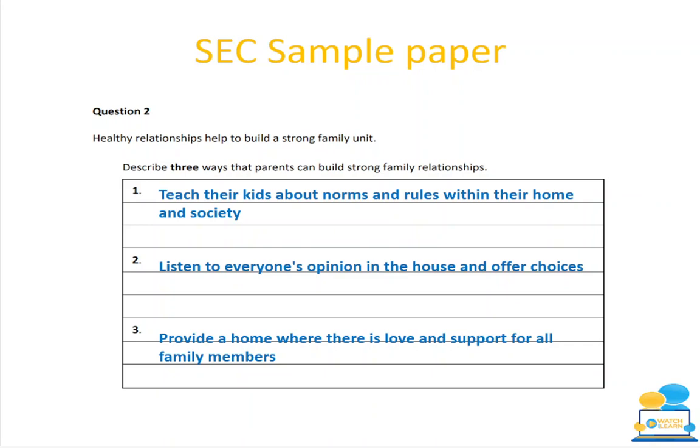Number 3, provide a home where there is love and support for all family members. So if someone feels loved and supported, there's going to be less tension in the family. Now, these are only sample answers. You can write ones which are relevant to you. But because it has the action verb describe, they're looking for full sentences.